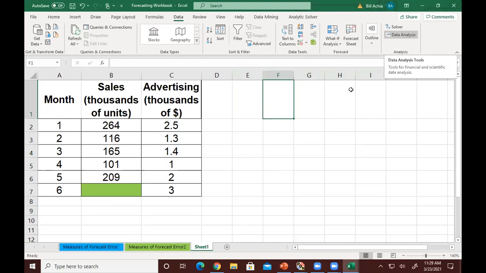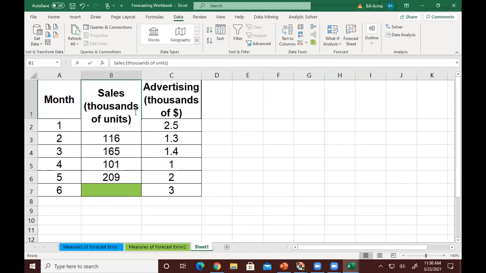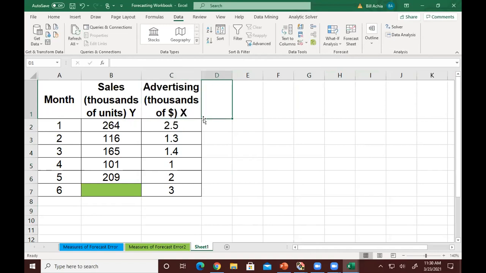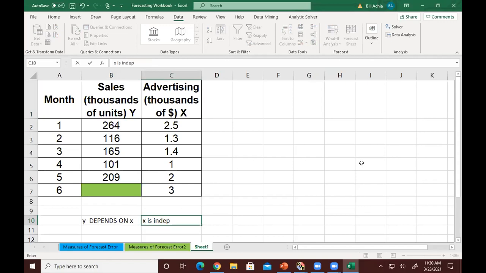Okay, so let's do it again. To run the regression on this, as I mentioned, you need to know what's your Y. I'd even advise you, just so you don't get confused, make sure you put your Y somewhere there and mention what your X is. Because if you do it the other way, you get completely erroneous results. So make sure you have the right Y, the right X. And remember here that Y depends on X, and X is independent.